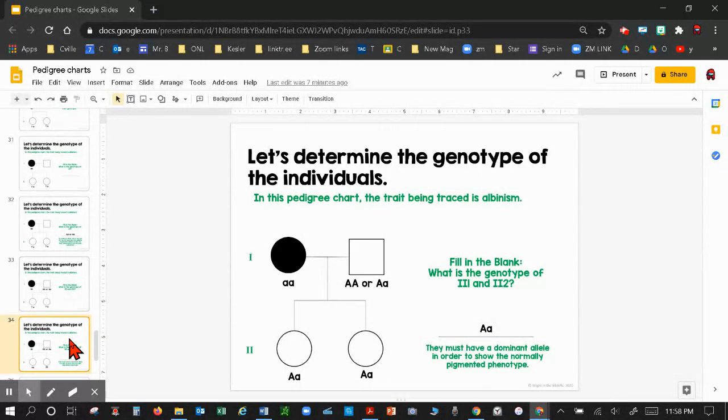If you typed in capital A, lowercase a, then you're correct. That would give us the best indication because we know they received one recessive allele from mom. Given the fact they do not have albinism, we are certain they have one dominant allele.